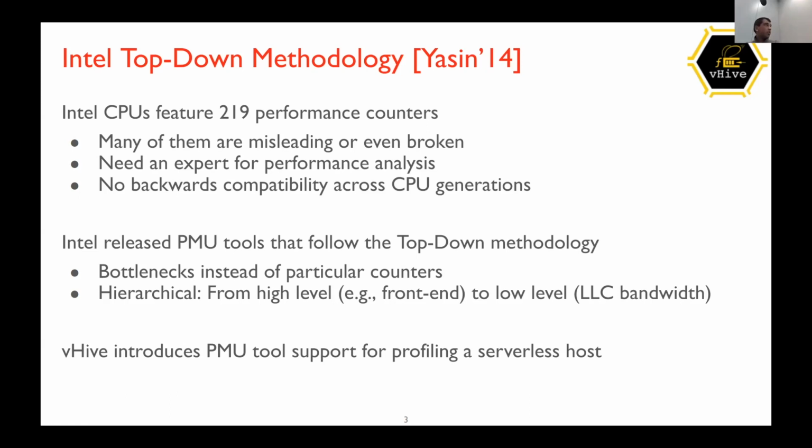For that reason, in order to bring this to a higher level, Intel developed something called the top-down methodology back in 2014. We are going to use this methodology and these tools in order to classify bottlenecks and figure out what we should do to improve the performance of our individual server. So let's see how it looks.